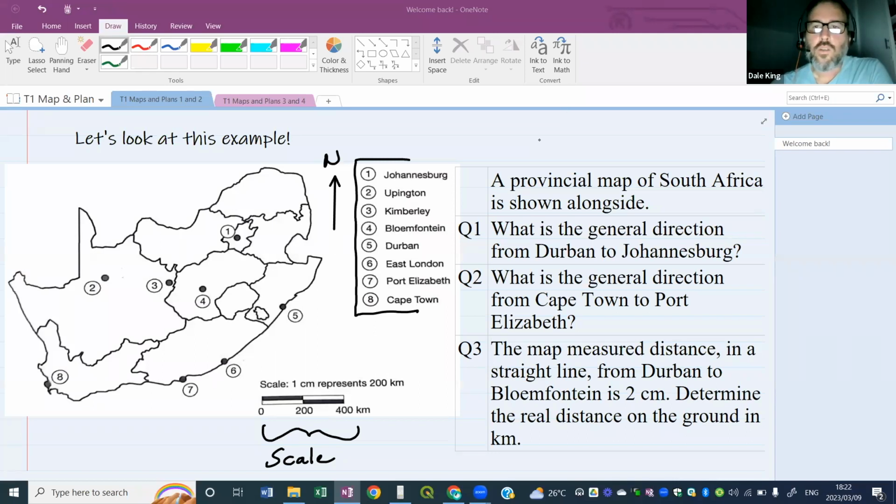Okay, so let's go into the questions. Question 1. What is the general direction from Durban to Johannesburg? So we look at our key and we see that Durban is number 5 and Johannesburg is number 1. Can anyone tell me what the general direction from Durban to Johannesburg is? All right, the answers are coming in very fast. That's fantastic. Very, very good.